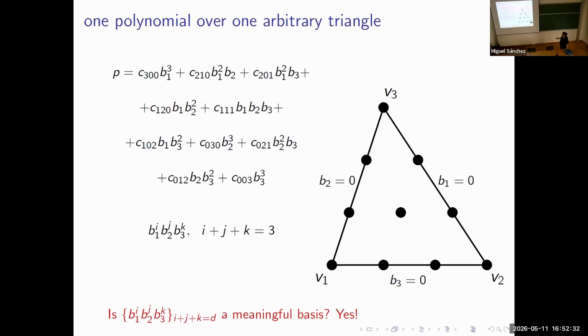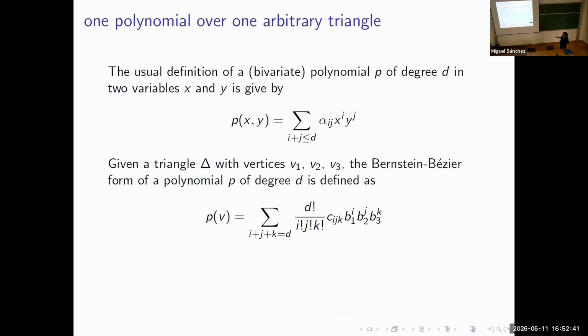Notice that B1, B2, and B3 are not linearly independent because I have three of them, but that's not a problem whatsoever, right? So why are they more meaningful? In general, what we're doing is replacing a polynomial, the standard basis, with something else, which we're going to call the BB form of a polynomial.